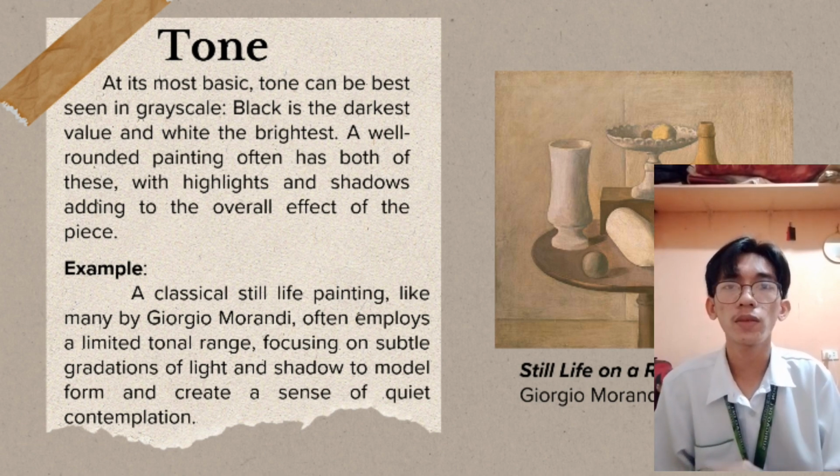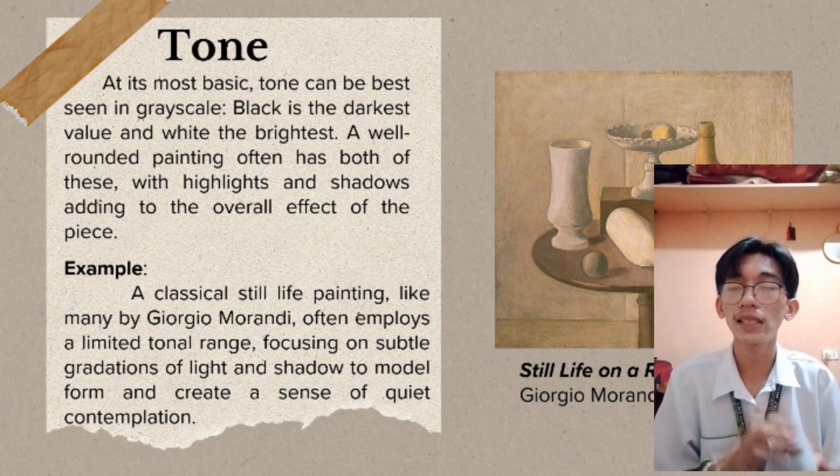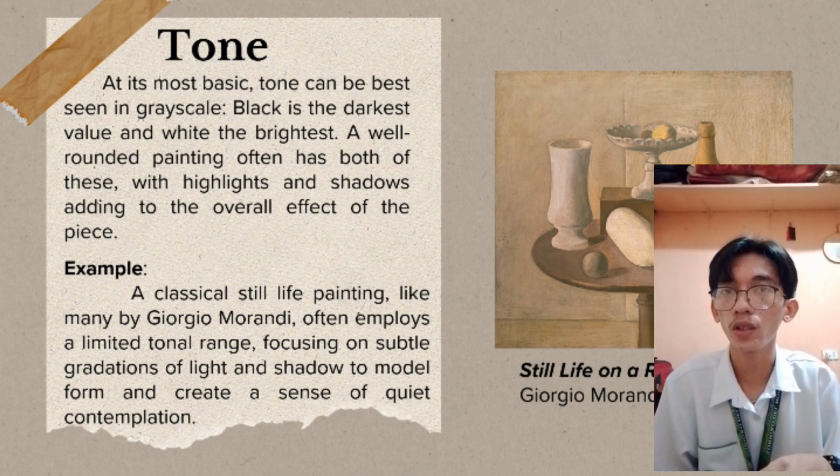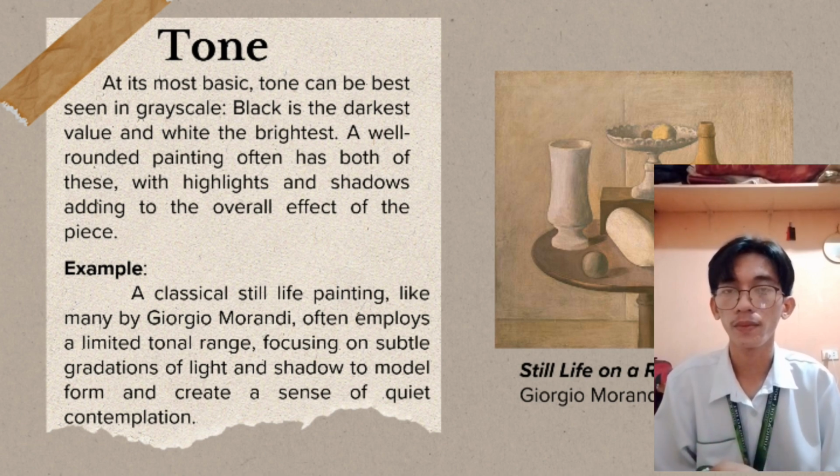So a well-rounded painting often has both of these, with highlights and shadows adding to the overall effect of the piece. In short, tone refers to the lightness or darkness of a color, independent of its hue. The range of tones from light to dark creates depth and dimension in a painting.